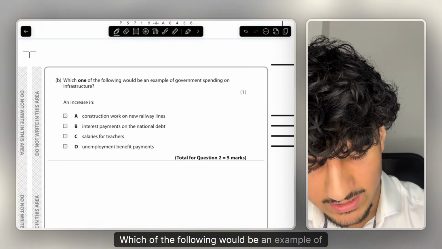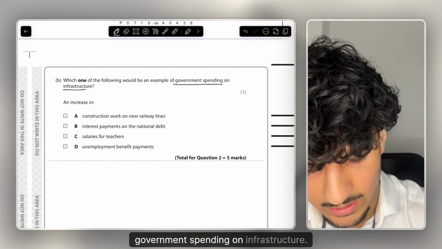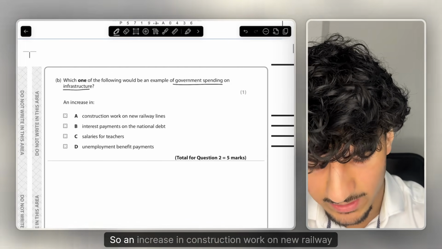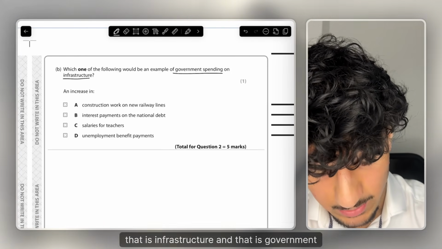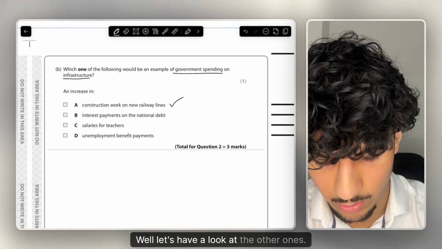Which of the following would be an example of government spending on infrastructure? And it says infrastructure, so an increase in construction work on new railway lines, that is infrastructure, and that is government spending. So I'd say that is correct, but let's have a look at the other ones.